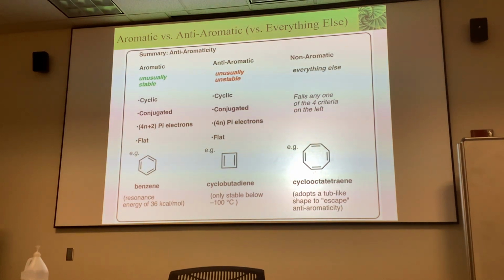So, we can play a game where I show you all sorts of rings and we go aromatic, anti-aromatic, or non-aromatic, because there is a third option, right? It could just fail one of the 4 criteria. In this case, this guy looks like it should be anti-aromatic. And, well, there's not really a way for you guys to know whether it's anti-aromatic or non-aromatic unless you can Google the shape of it, or unless I tell you the shape of it. But this guy actually lives like a tub.